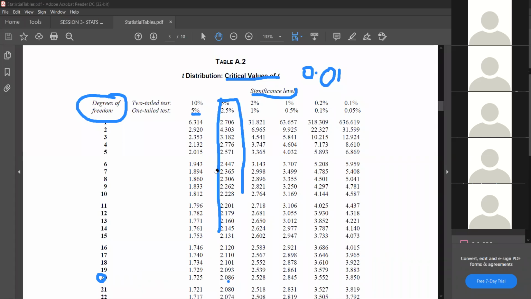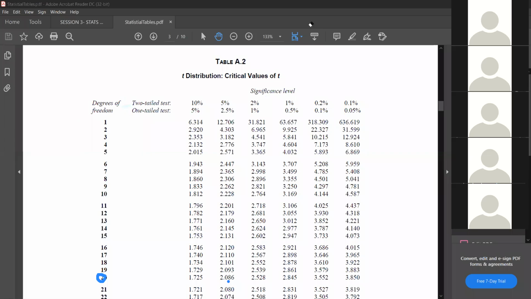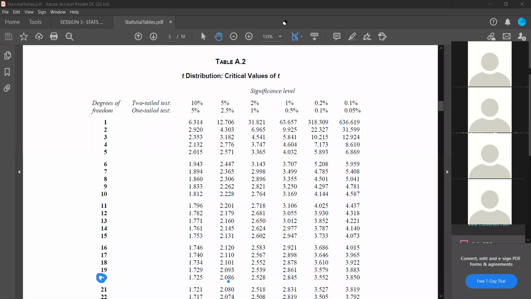That's 2.086. So that's how you read your information when it comes to the critical value table. So please, if you have a question in reading the critical value table, please raise up your hand.